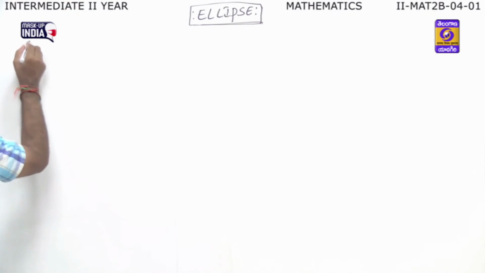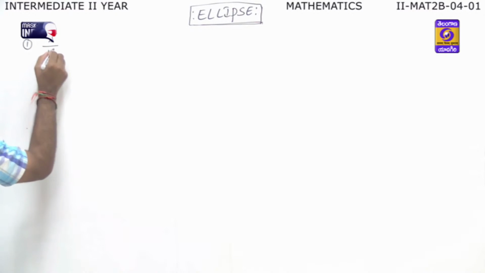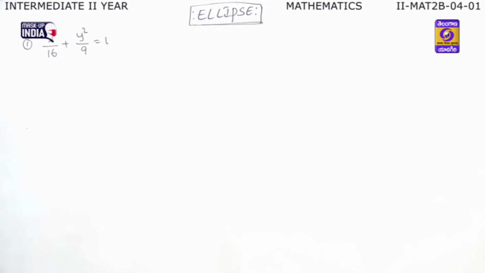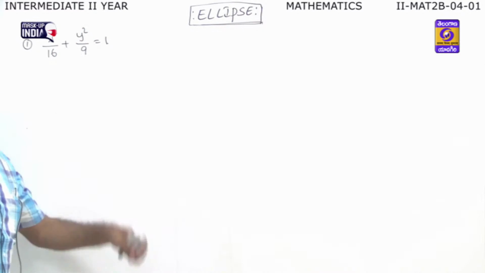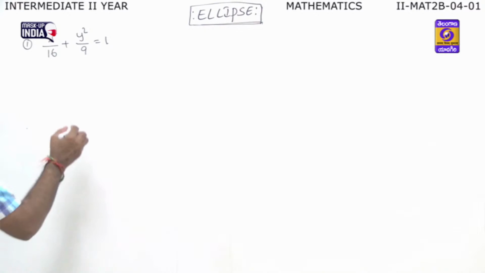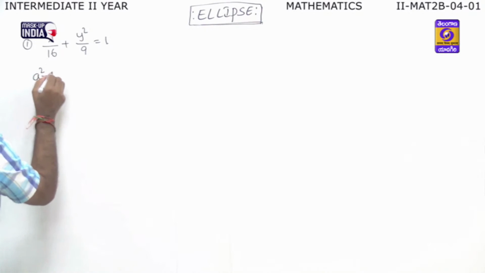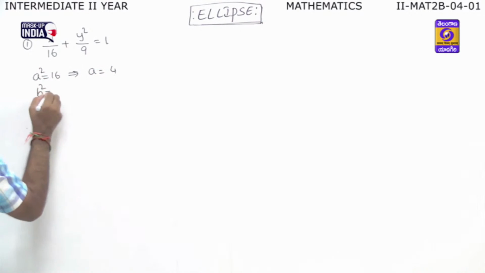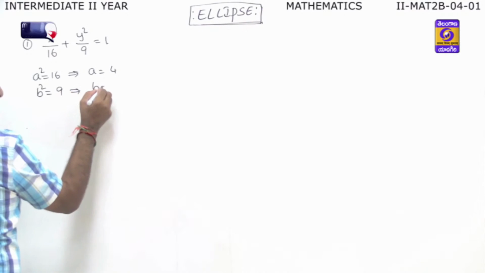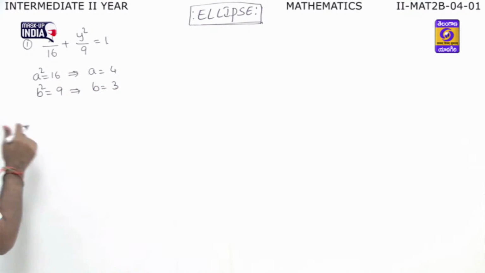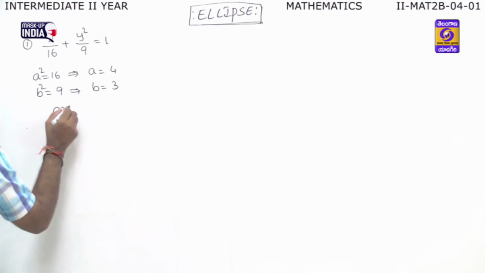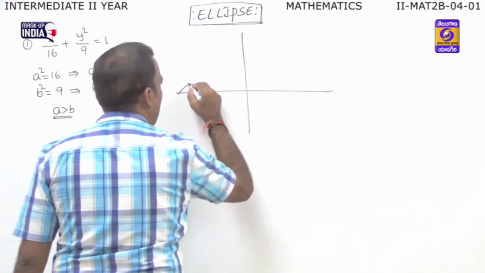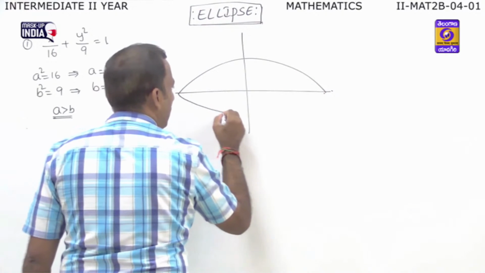The first problem: x square by 16 plus y square by 9 is equal to 1. Let us talk about this ellipse. Okay, see, what is a square here? 16. That implies a is equal to 4. b square is equal to 9. That implies b is equal to 3. So a is greater than b. It is a horizontal ellipse. We need to draw the figure.